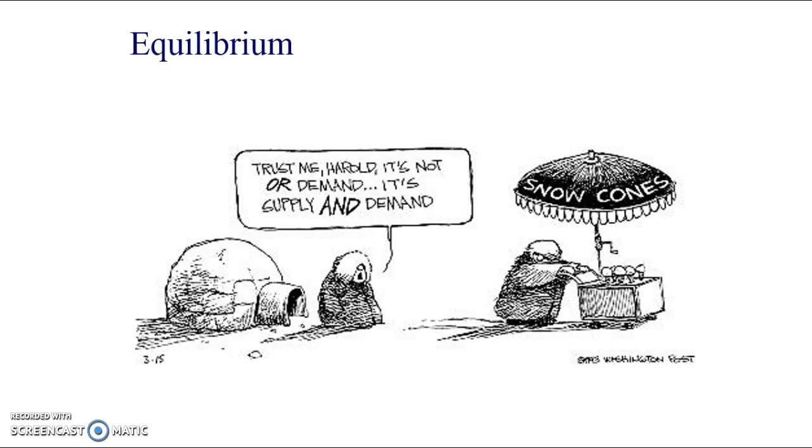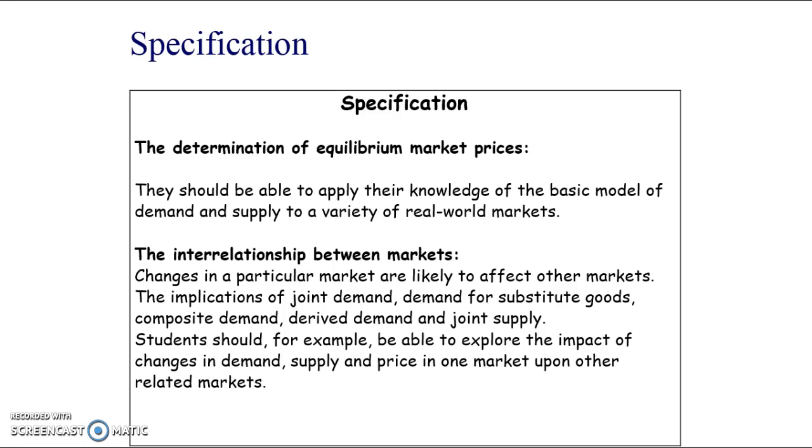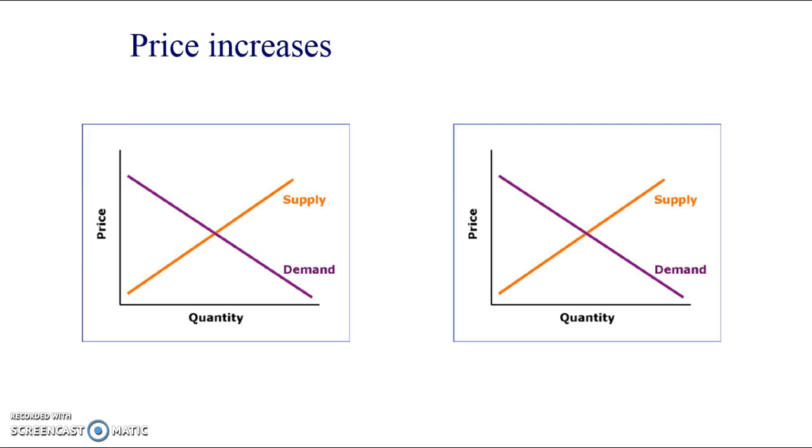Hello, so this is the second presentation for Equilibrium, and we're looking at slightly different specification objectives. We just need to cover how the model of demand and supply can lead to different equilibrium prices. I'm going to have a look at a few examples in this presentation, but we're also going to be focusing on the interrelationship between markets, so how a change in demand or supply in one market can affect another market. And these are common questions for the multiple choice questions.